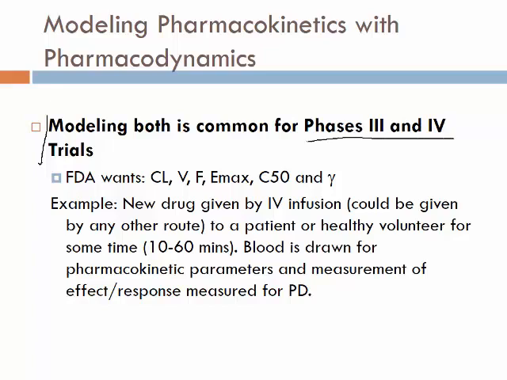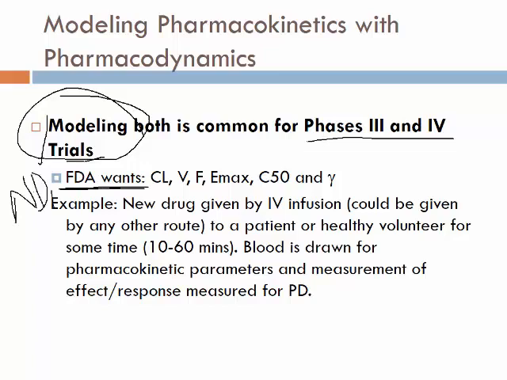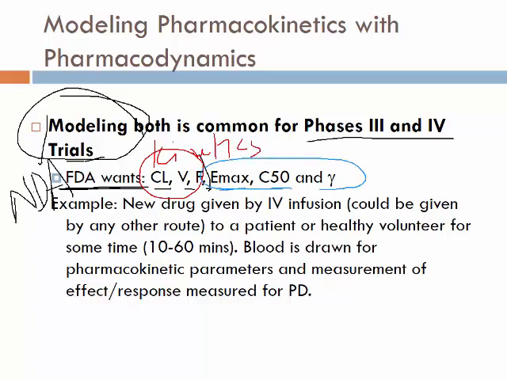From now on, for phase 3 and 4 trials, we use modeling a lot to determine the best dosing regimens. So when you apply for a new drug application, the NDA, the FDA wants not only the clearance, volume, and bioavailability, which are all kinetic terms, but they also want Emax, C50, and gamma. And these are all dynamics, right? So they want to know the kinetics and the dynamics of the drug.